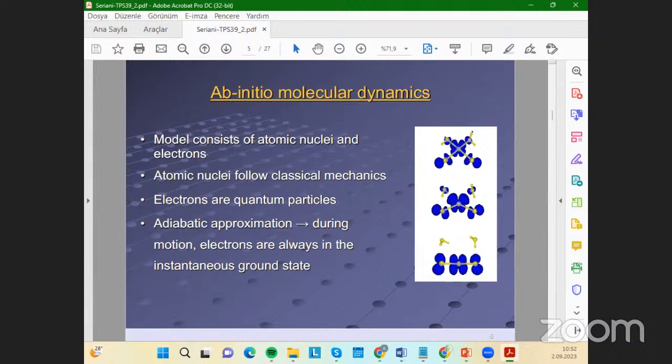But of course, the big problem here is that you don't have only one electron, you have many electrons in this system. Each atom contributes a substantial number of electrons. So you have, in practice, in the simulation, hundreds and thousands of electrons easily.